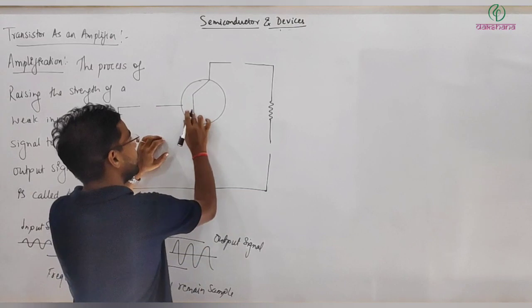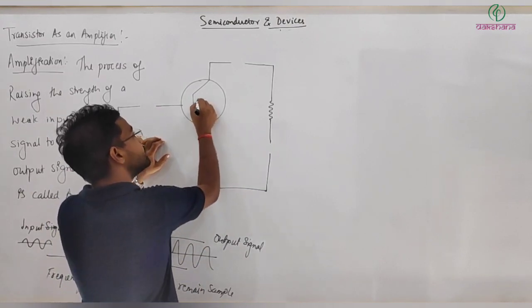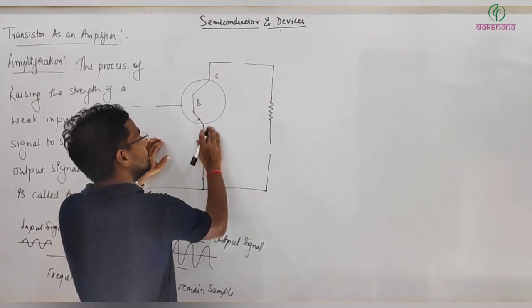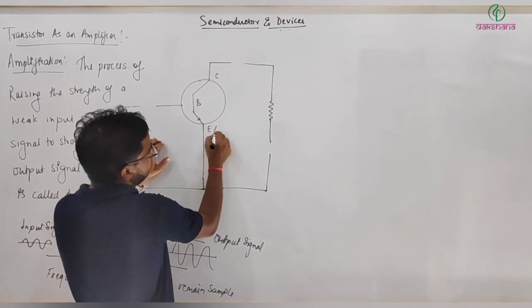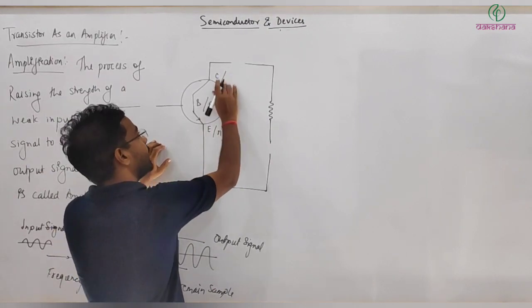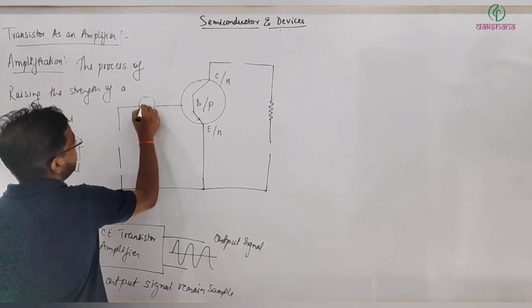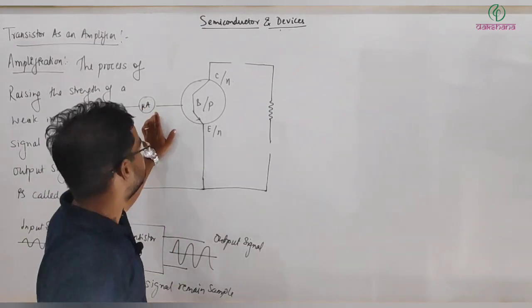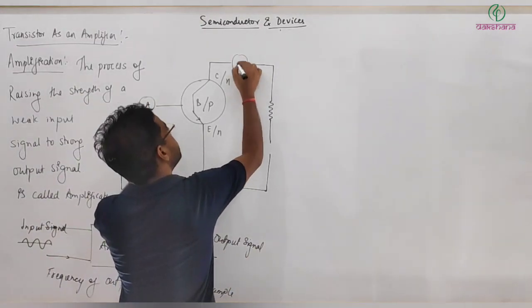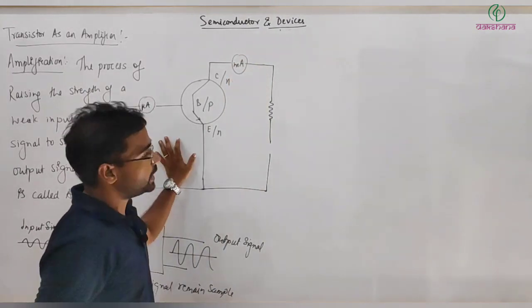Here we have one NPN transistor. This is the emitter, this is the base, and this is the collector. So the emitter is N, the base is P, and the collector is also N. Here we have one microammeter to measure the input current, and here a milliammeter to measure the output current.